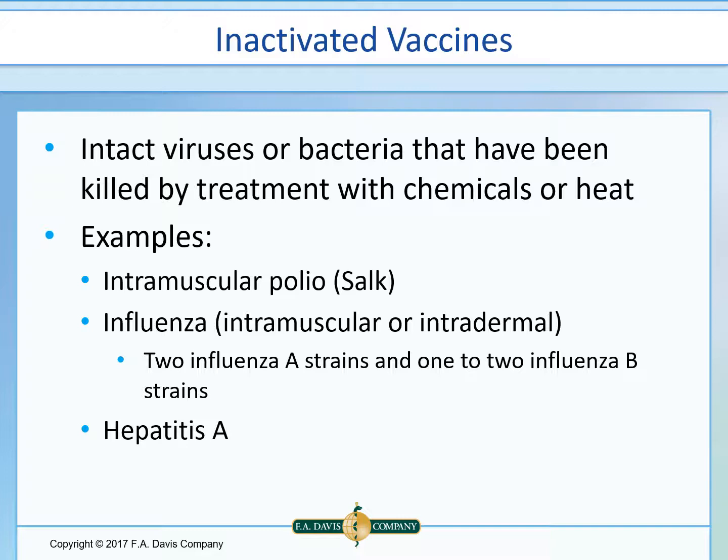The next type of vaccine is the inactivated one. So inactivated vaccines consist of intact killed viruses or bacteria. The microorganisms are killed by either heat or chemical treatment, so they're not pathogenic, but they still retain their antigenic properties. Examples of inactivated vaccines are the intramuscular vaccine for polio, the classic influenza vaccine, and the hepatitis A vaccine.